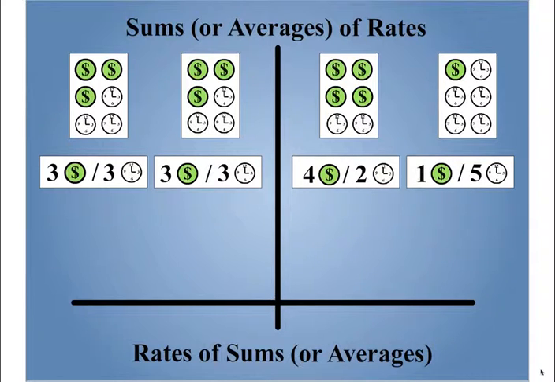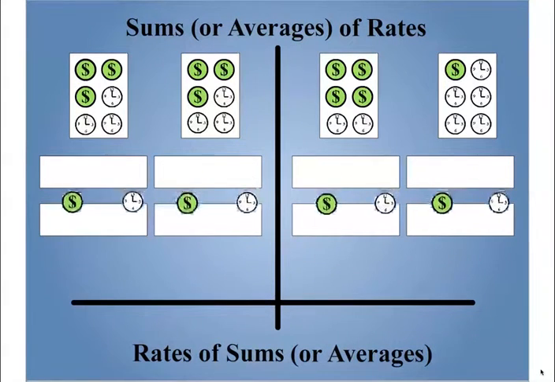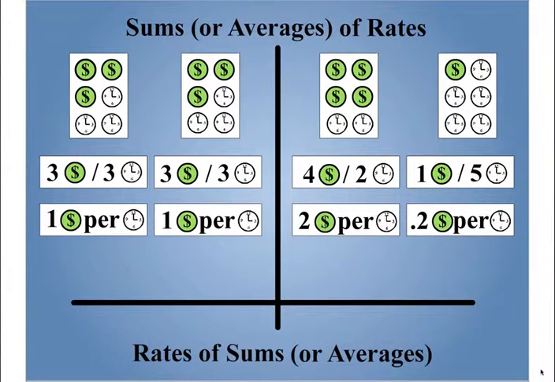Now, let's describe these situations using something closer to a mathematical language. In fact, if we use the language of rates, then the worker on the left earned 1 bag of money per hour during the first period, and 1 bag of money per hour during the second period. And, the worker on the right earned 2 bags of money per hour during the first period, and 1/5 bag of money per hour during the second period.